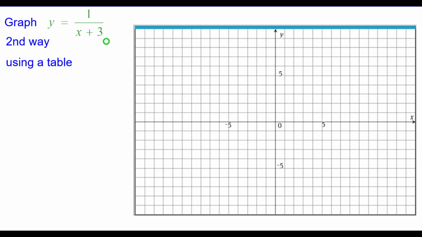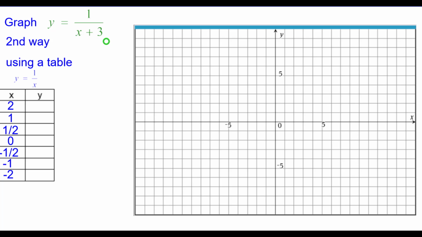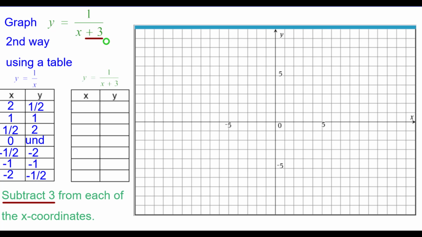The second way would be using a table. These are the values you will use for x for our 1 over x graph, and taking the reciprocal of each one. We need to subtract 3 from each of the x coordinates because of the plus 3 inside the function. So 2 minus 3 is going to be negative 1. And then the y coordinates remain the same, so it's going to be negative 1 comma a half.